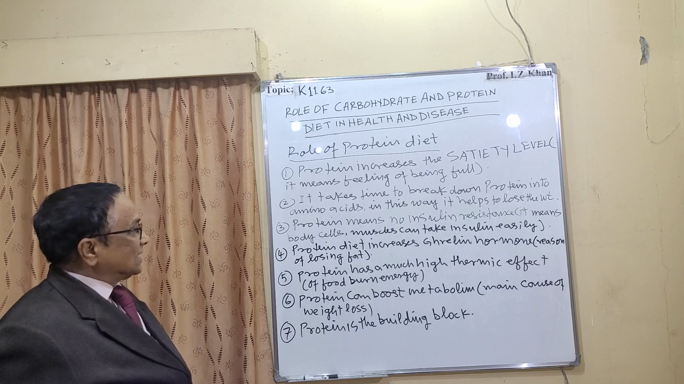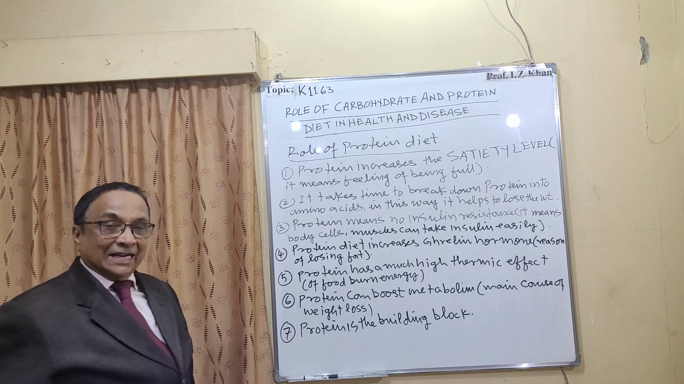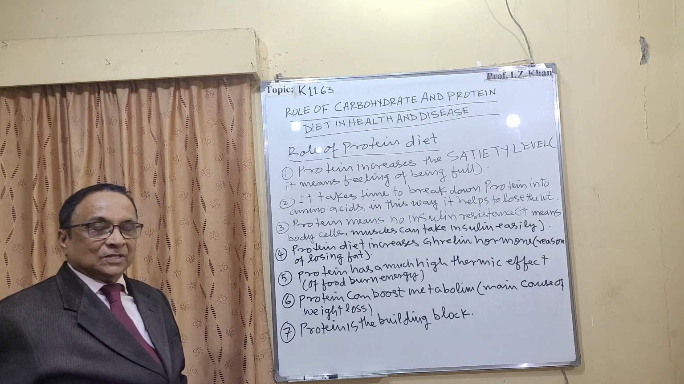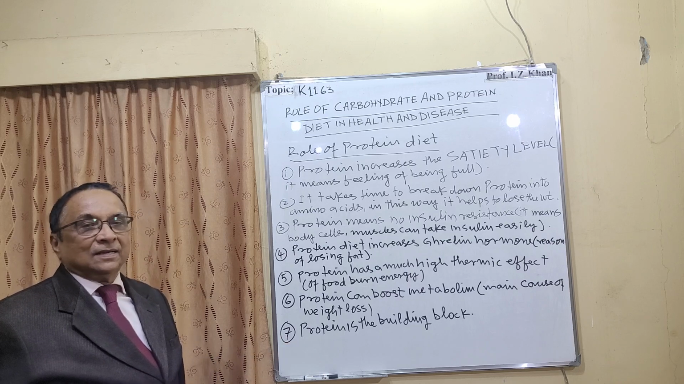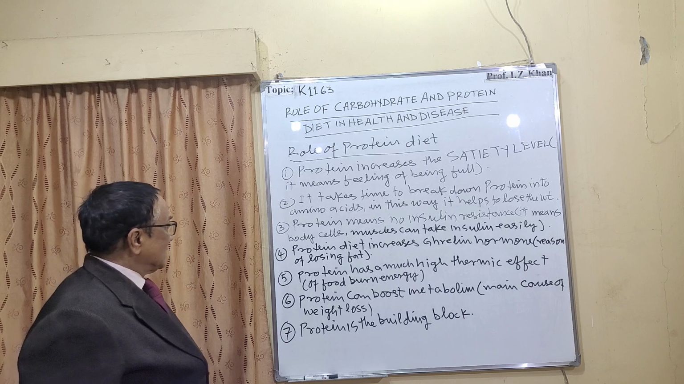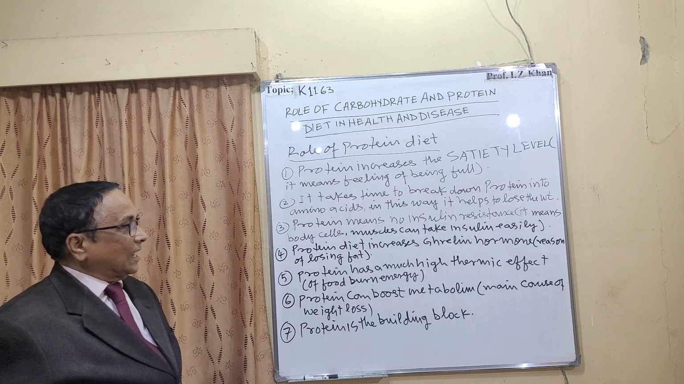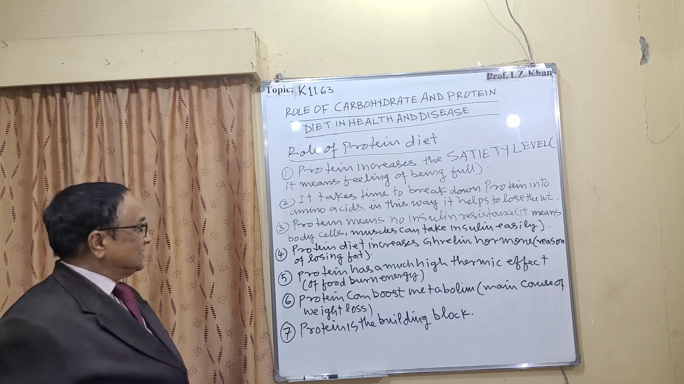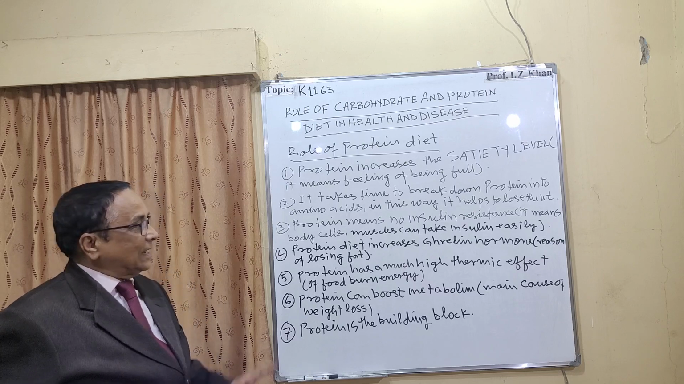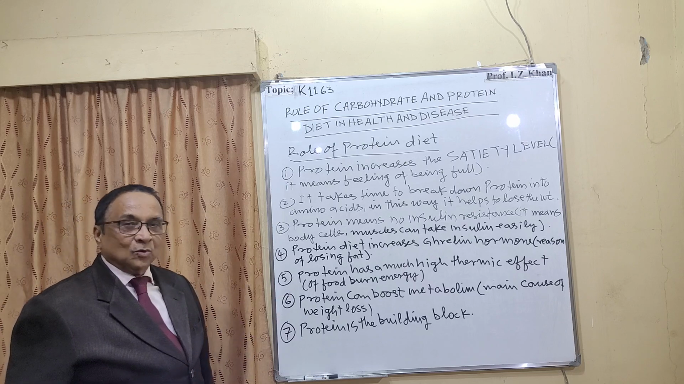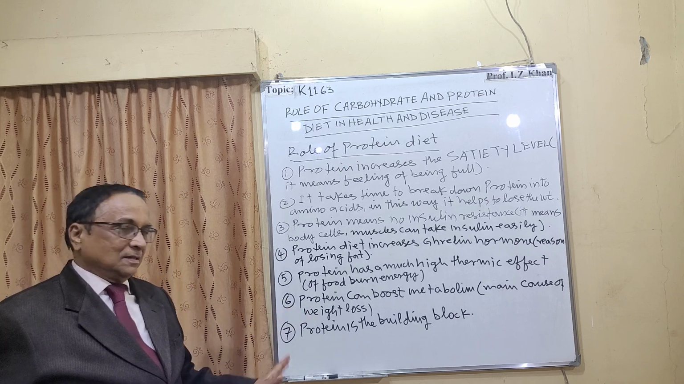Number 3, protein means no insulin resistance. If you are taking enough protein, all your cells and muscles will allow insulin to enter the cells. There will not be any resistance to insulin. Number 4, a protein diet increases ghrelin hormone. Ghrelin hormone is the reason for losing fat, and you will lose your obesity because of ghrelin hormone. It is a very important hormone. Some people take a synthetic one, but no, you just take protein, it is okay.